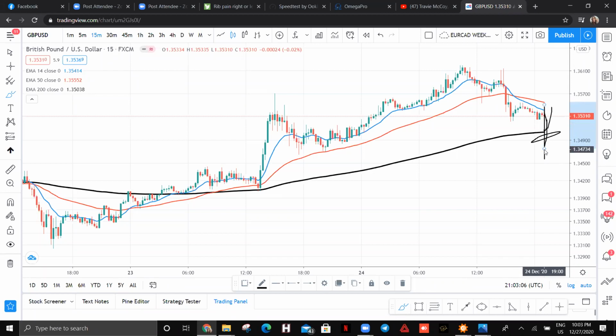But you have to go to the H4 and check if it has actually corresponded. This entry and exit is only on 15 minutes. The H4 is to know what you're doing. Am I buying or am I selling? I'm sure everybody understands that.